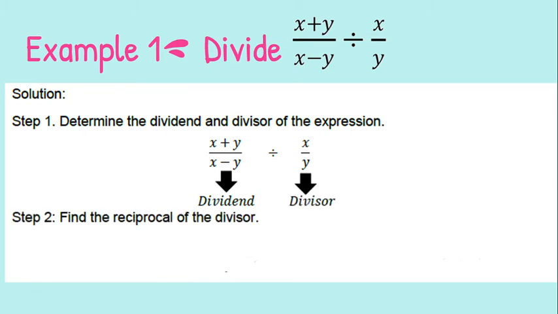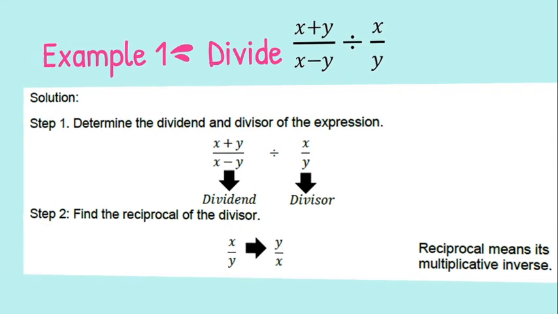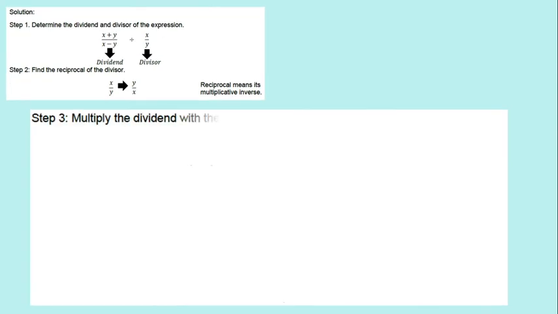Now, we're going to find the reciprocal of the divisor. Reciprocal means its multiplicative inverse. So x over y will now become y over x. Then, after that, step 3, multiply the dividend with the reciprocal of the divisor.